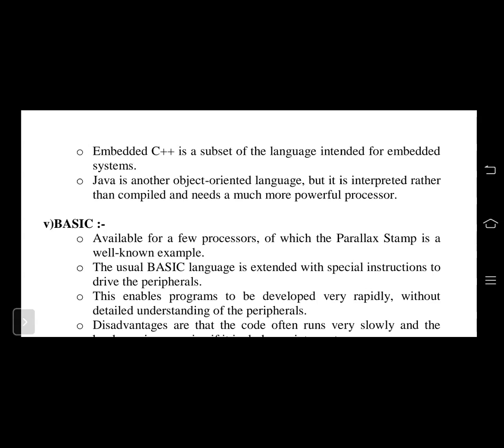For, in a bracket, i is equal to 0, i is less than 5, i plus plus, then opening and closing of the curly braces, then a semicolon at the end of every statement. Everything will remain the same. So syntactically it is the same. The only thing is that we have additional functions for dealing with the microcontroller.